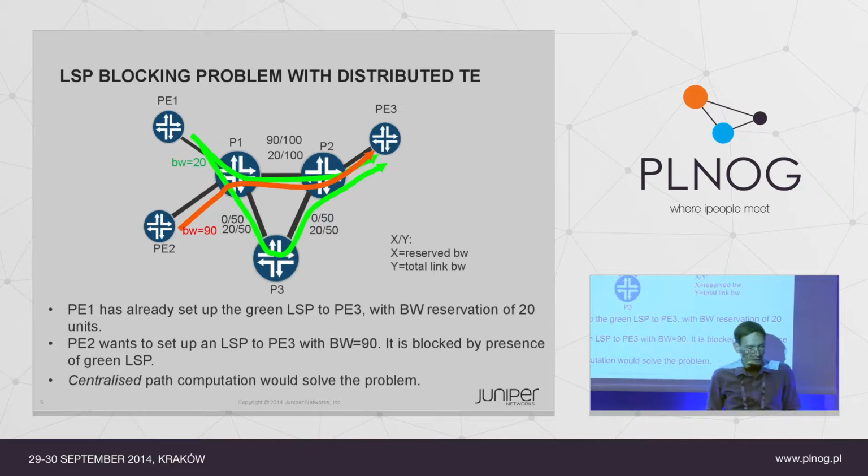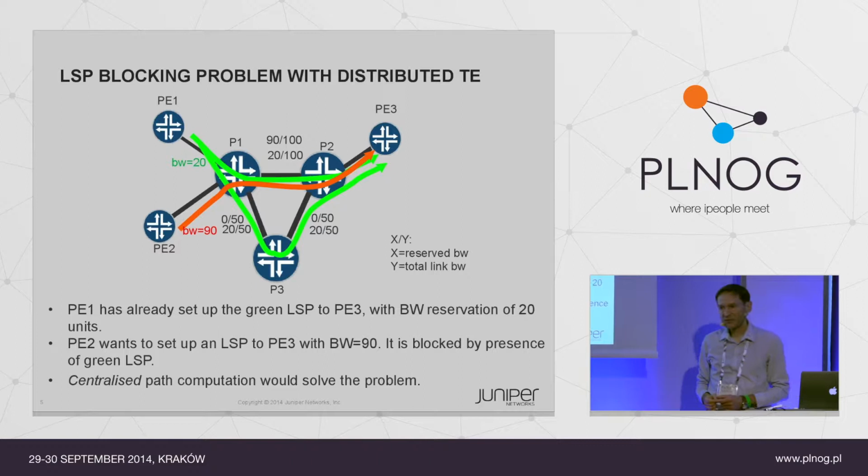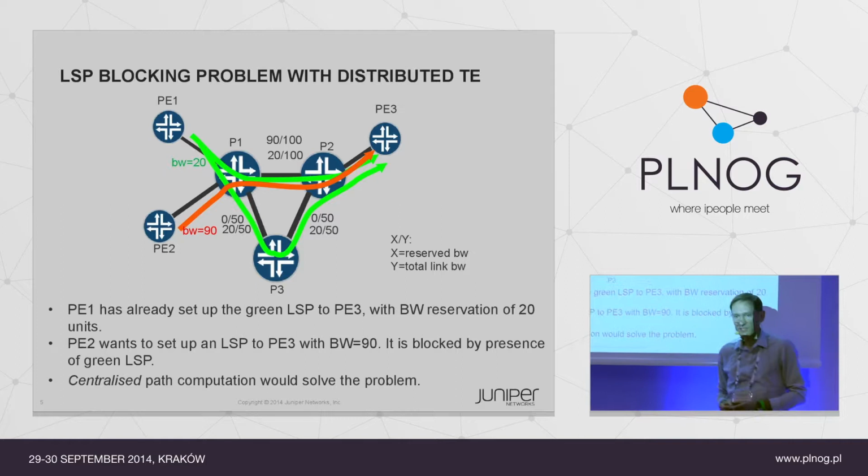And so PE1 computes the shortest path that meets the bandwidth requirements, and it goes via P1 and P2 to PE3. Now, that's fine from PE1's point of view, but what if now PE2 needs to set up an LSP going to PE3 with 90 units of bandwidth reservation? It can't actually do it.